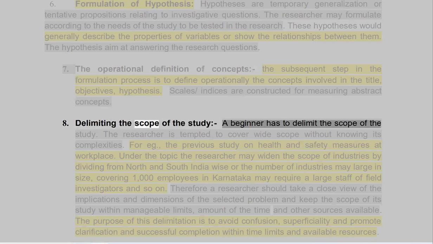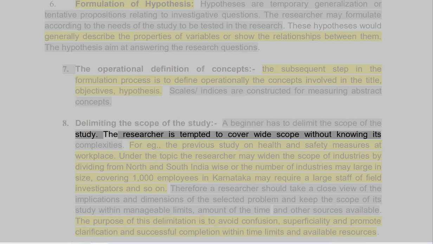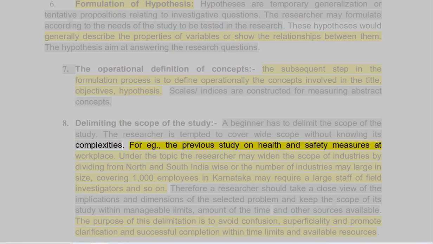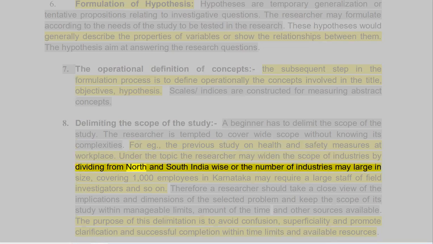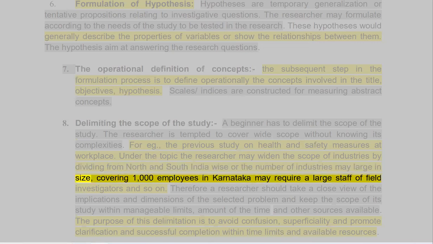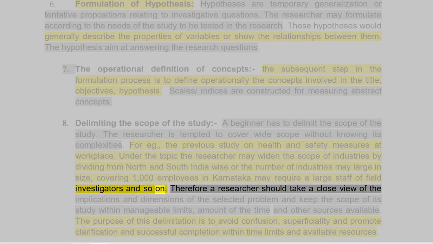8. Delimiting the scope of the study. A beginner has to delimit the scope of the study. The researcher is tempted to cover a wide scope without knowing its complexities. For example, in the previous study on health and safety measures at workplace, under the topic the researcher may widen the scope of industries by dividing them North and South India wise, or the number of industries may be large in size. Covering 1,000 employees in Karnataka may require a large staff of field investigators and so on.